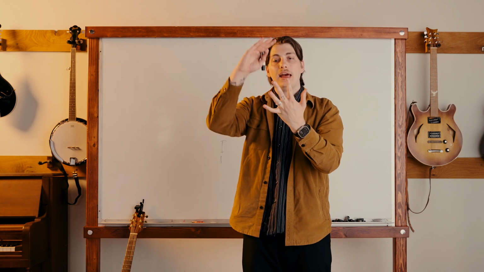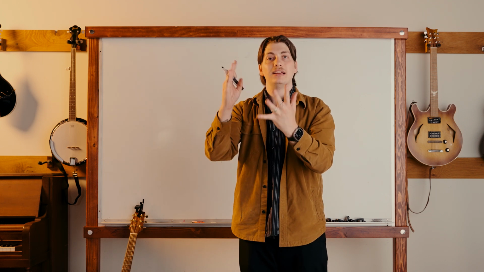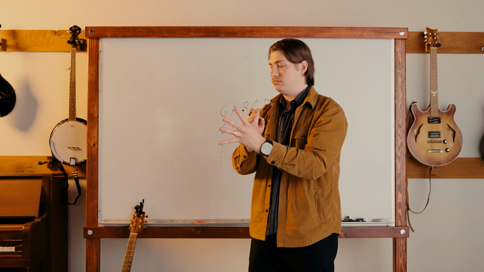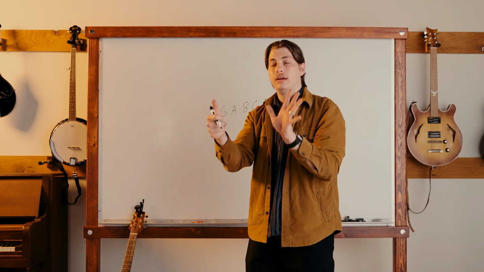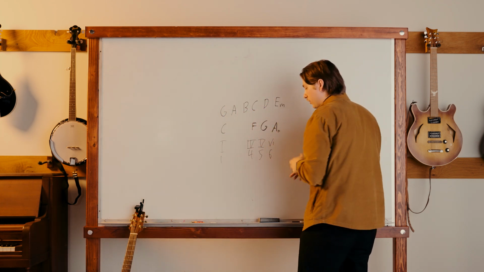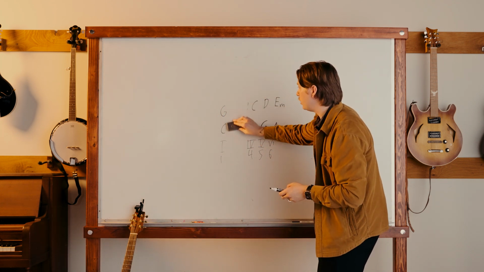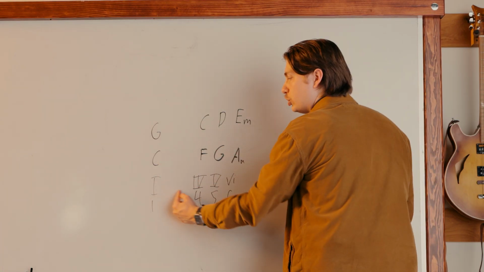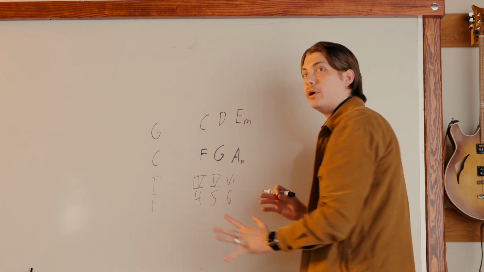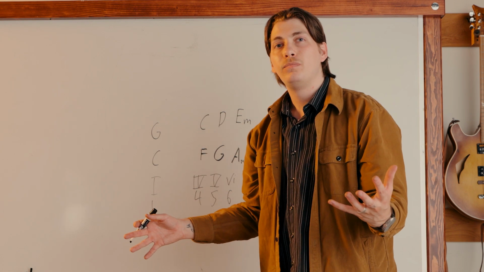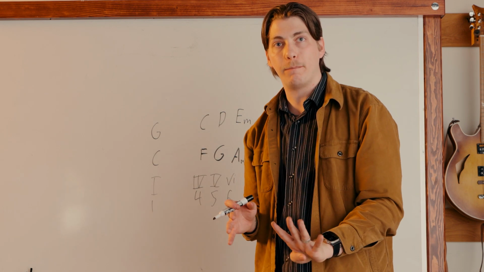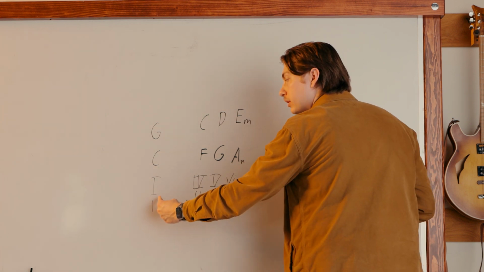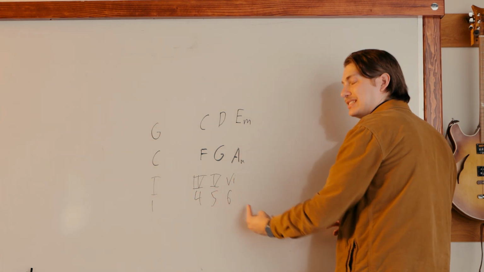I would go G, A, B, C, D, okay? And then E. But I'm counting on this whiteboard, so instead, here's what I'm going to do. I'm going to write those out for you, and I'm going to erase the 2 and the 3. Because remember, in every key, what are the 4 most important numbers? 1, 4, 5, and 6.